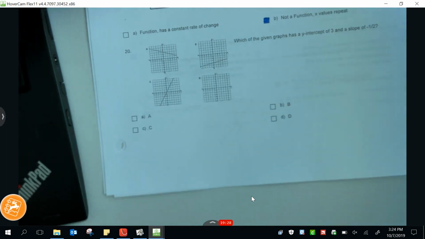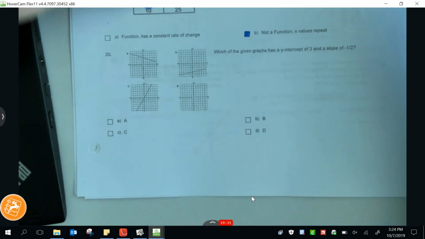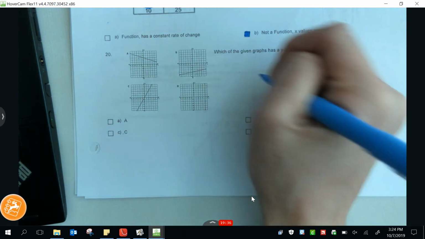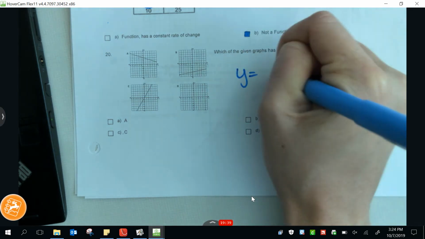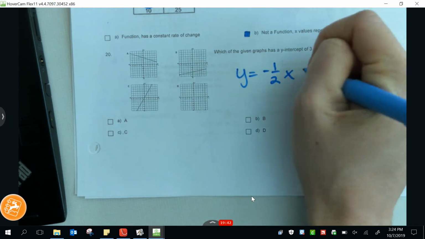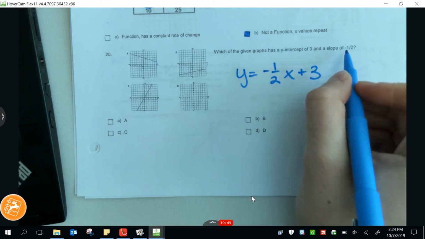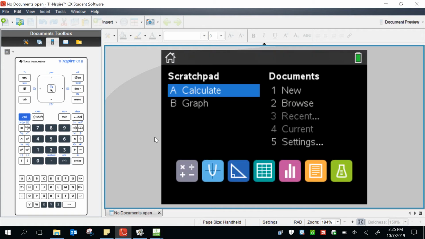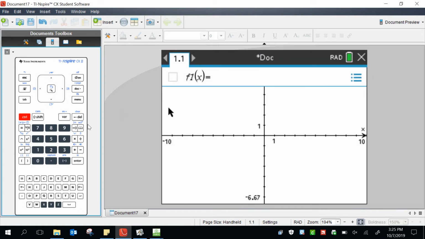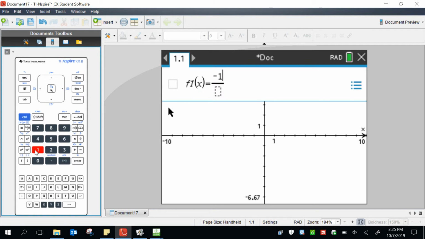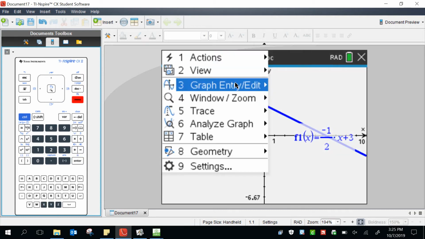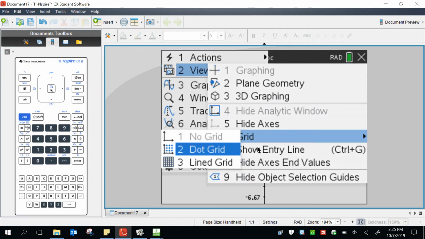Next one, which graphs given have a y-intercept of 3 and a slope of -1/2? So I would put an equation together, y equals -1/2x plus 3. Just use my slope and my y-intercept, and then I type it in my calculator. Control divide will let you put a fraction in, so negative 1 over 2x plus 3. And then I would turn your grid lines on, so menu, view, grid, line to grid.